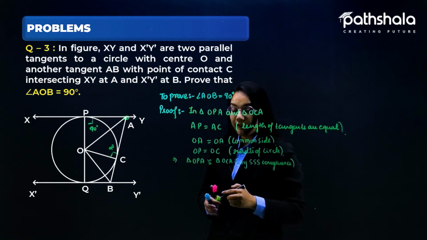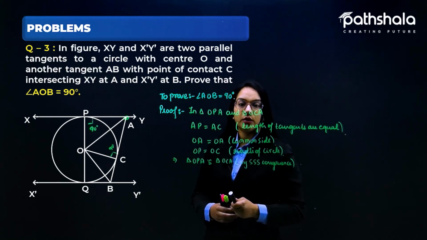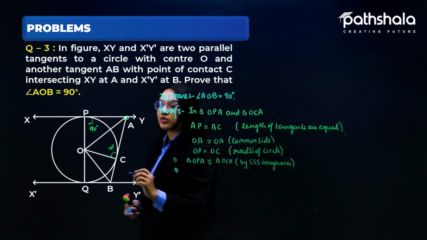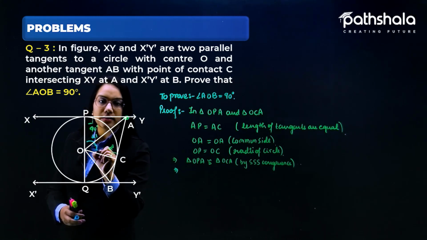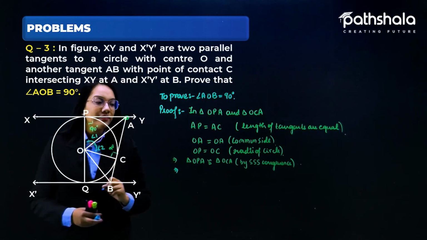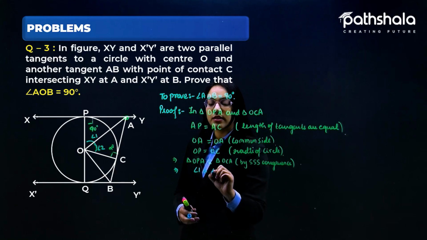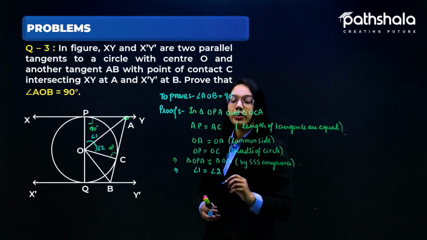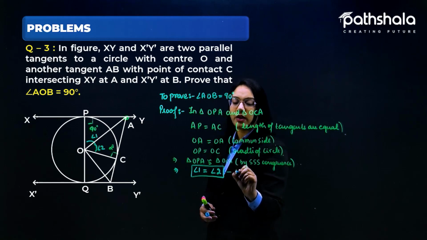So hence, if they are congruent to each other, what can we say about the two angles? It implies that, let's take this angle as angle 1 and this angle as angle 2. What can we say about the two angles? If the two triangles are congruent, angle 1 is equal to angle 2. Let's take it as equation number 1. This is my equation number 1.